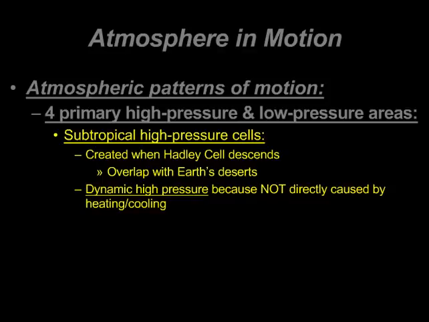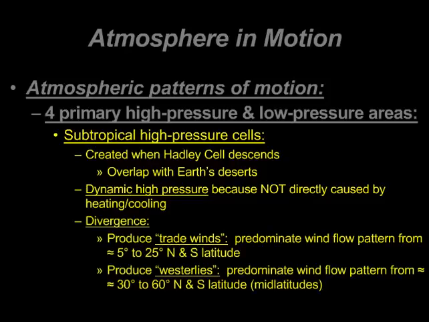Here, once again, this is not a thermal high. It's not strictly because of temperature that causes this high pressure. It's more mechanics, physics at work. I'm not going to go too much into that. And so we refer to it as a dynamic high pressure, not a thermal one, because it's not directly caused by heating and cooling, like what we find there at the equatorial low pressure, but then both of the polar high pressures. Key here, divergence.